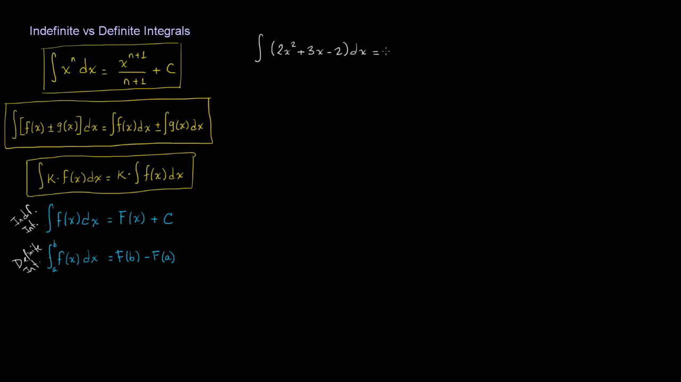So I'm going to do this one. It will be 2 times the integral of x squared dx, plus 3 times the integral of x dx, minus 2 times the integral here. This is like multiplying by 1, and 1 is just the same as x raised to the 0, dx. So we solve this out and we get 2 times x to the third over 3, plus 3 times x squared over 2, minus 2 times x, and here we add plus c, and that will be it for the indefinite integral.